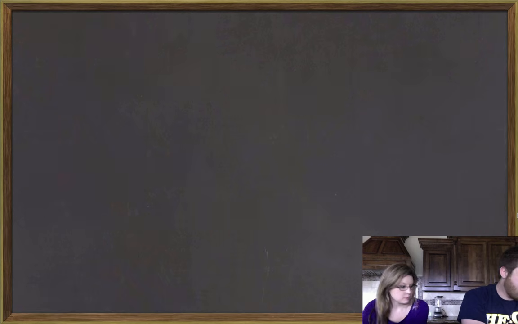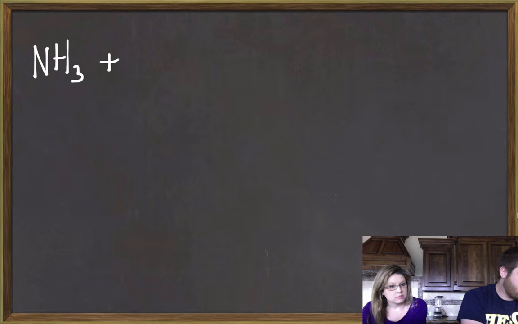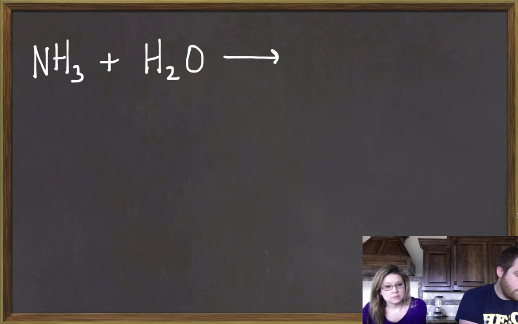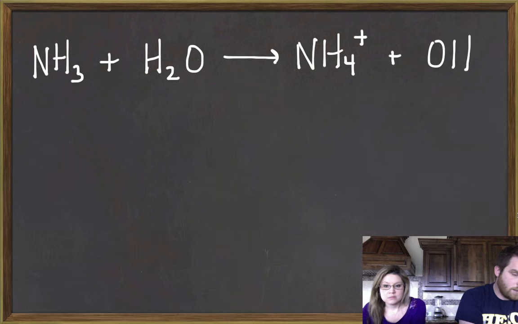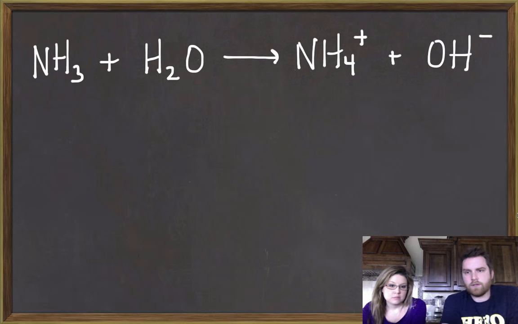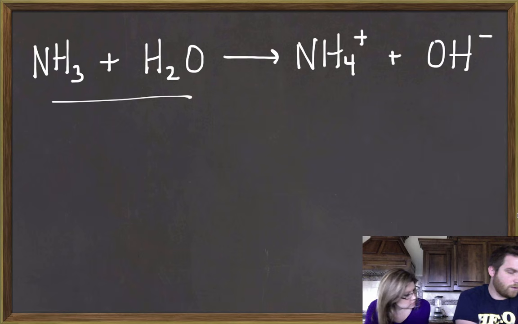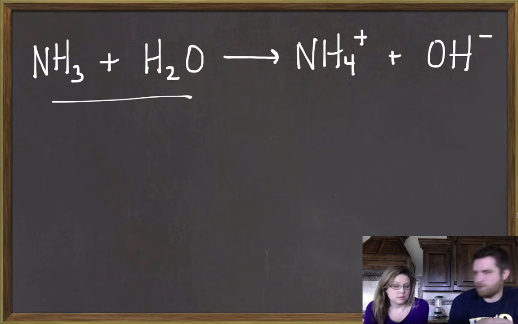So let's say we have NH3, ammonia. We mix it with water. And what we get is an ammonium ion and a hydroxide ion. Okay, so obviously, since we see some ions on the right side, there was some sort of changing of ions. So what we have to do is figure out who donated the proton of these guys over here, who donated the proton, and who accepted the proton.